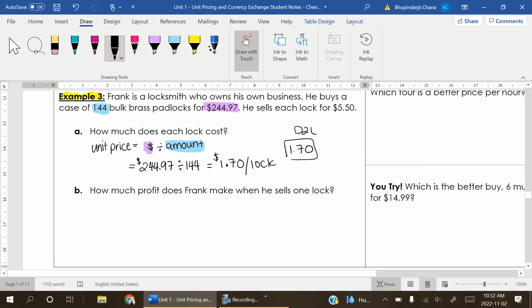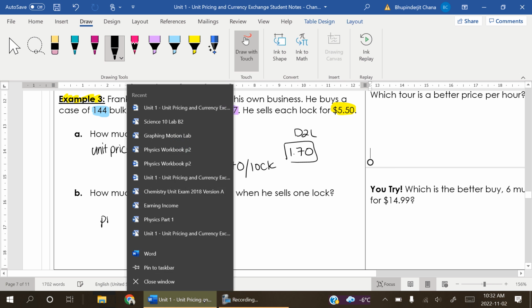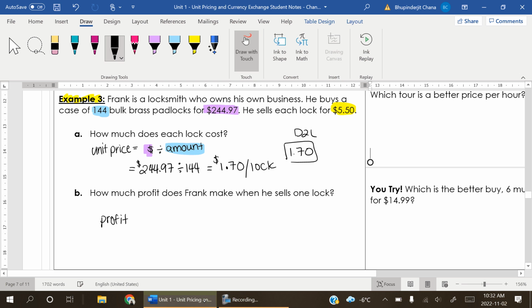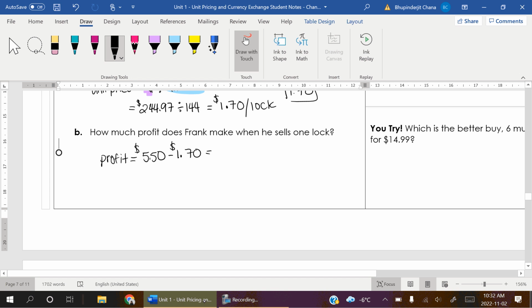How much profit does Frank make when he sells one lock? Well, he is selling the locks at $5.50. To find our profit, we're going to take the price that he sells at, which is $5.50, and we're going to subtract the price that he buys at, which is $1.70. Let's go ahead and subtract that. So $5.50 minus $1.70. He is making a profit of $3.80.